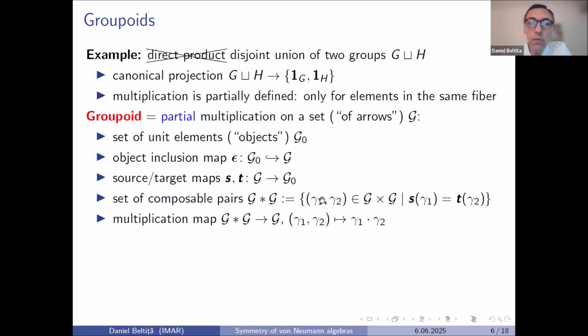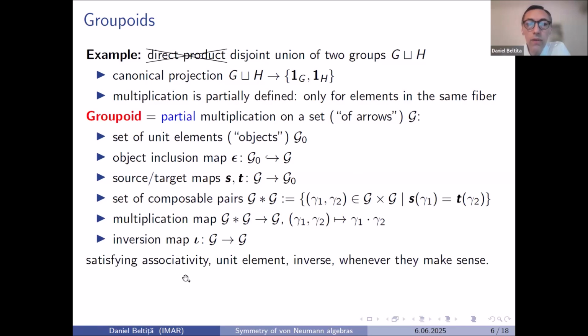And we think of the elements in the groupoid as arrows going from right to left. So I repeat, from right to left, not like here, the opposite. So the source of gamma 1 is the target of gamma 2. And we also have the multiplication map, which is similar to the composition of functions, and the inversion, because it is exactly as a group. And we have associativity, unit element, inverse whenever they make sense. That is, when we write, for instance, associativity, we have to make sure that all the elements appearing there belong to the set of composable pairs.